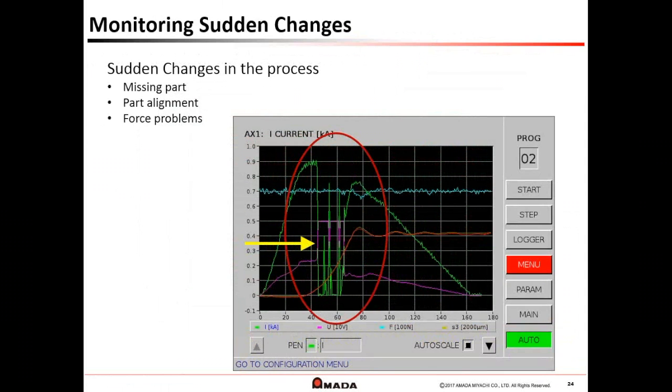We also have sudden changes in the process, a missing part or part alignment. Real quick, the yellow arrow there kind of points to where the problem lies. We can see that the voltage here railed very rapidly. This is caused by resistance climbing quickly. In this case, what has happened here is during the weldment, as soon as the weld head moved, we lost contact with the part and caused excessive resistance, which resulted in here is a catastrophic failure.